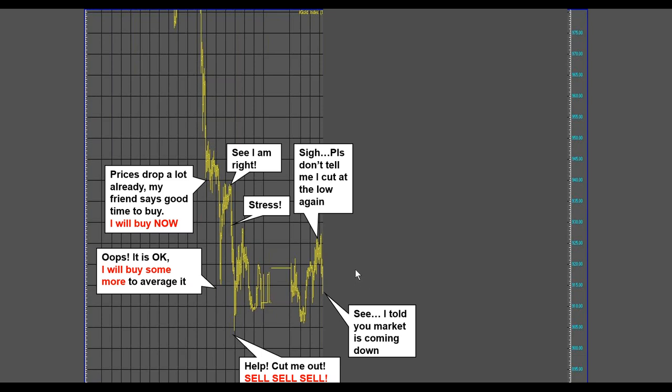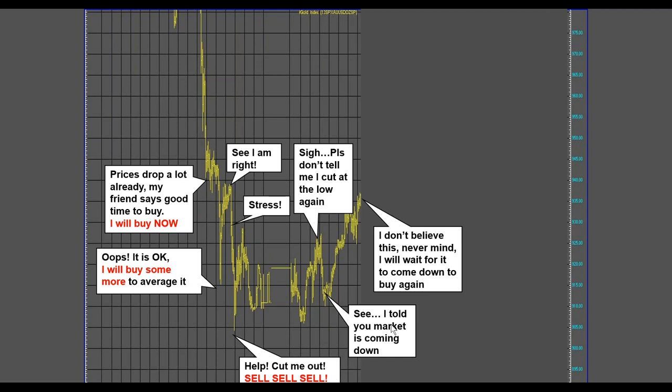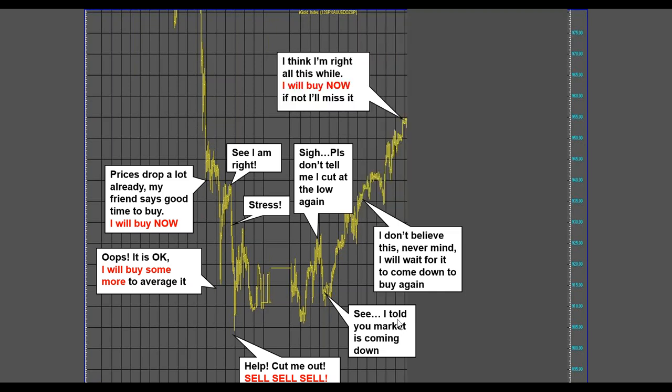So after she cut loss, the market came off slightly. She said, see, I told you, the market is coming down. And then the market goes up, she said, I don't believe this. Never mind, I will wait for the market to come down and buy back again. She got very angry. But the market didn't wait for her, it continued to pan up. Then she said, I think I'm right all this while to make a purchase. I think I better buy now. I'm not going to miss it again. So she bought. She reinstated her position again.